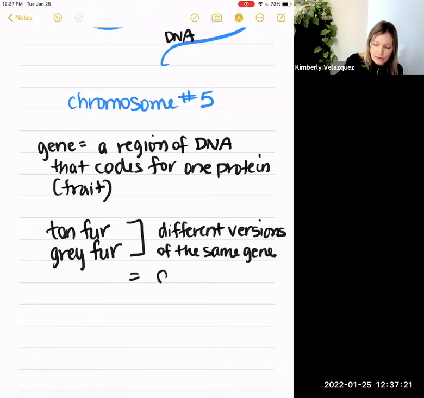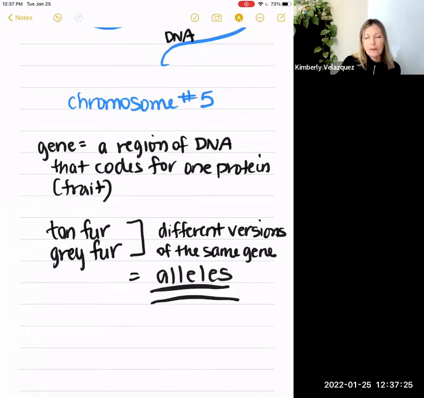And we call those alleles. Alleles are different versions of the same gene. That's an incredibly important term. You're going to hear that term over and over and over this semester. Gene and alleles are 2 very important terms.